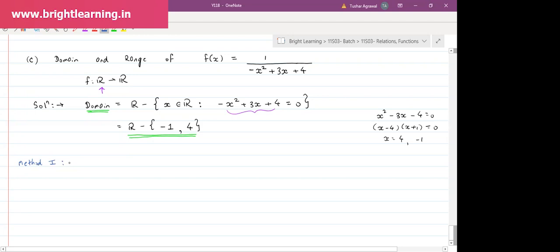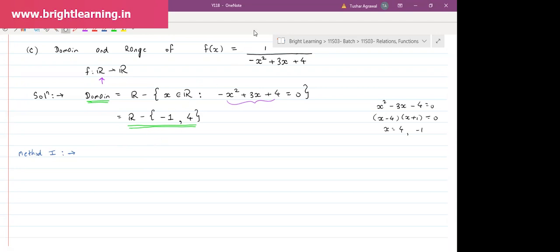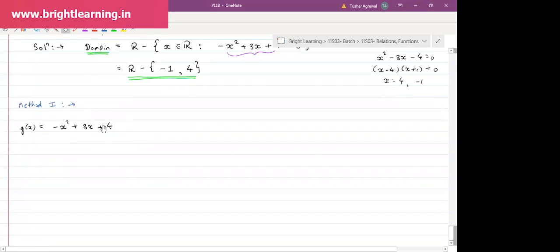Dhananjay, were you able to solve the range? Were you able to find the range of this f of x? Okay. Now see, method 1. So the denominator is negative x square plus 3x plus 4. Okay, consider it g of x. It is some function g of x. So can I find the range of this function? Yes, sir. I can find the range of this function.